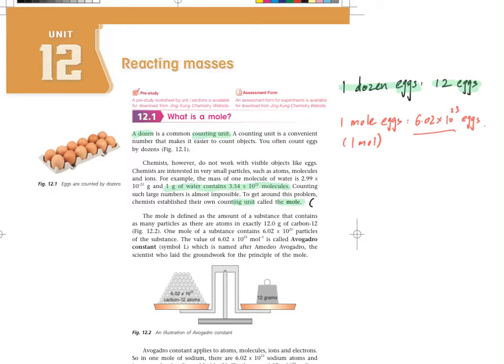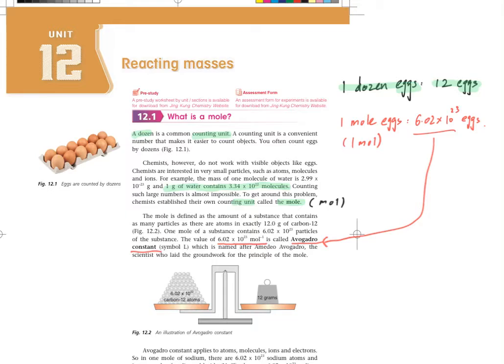For mole, we use the symbol mol. This is the symbol of mole. So one dozen eggs represents 12 eggs. Then 1 mole of eggs, just like 1 mol, represents 6.02 times 10 to the power 23 eggs. And this number is called the Avogadro constant. This constant has the value of 6.02 times 10 to the power 23 mol negative 1.